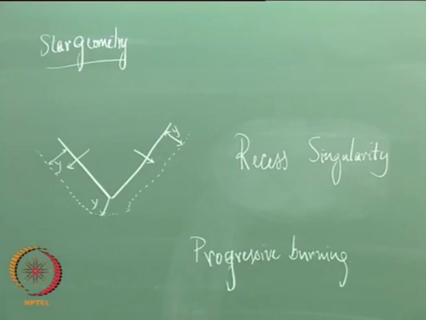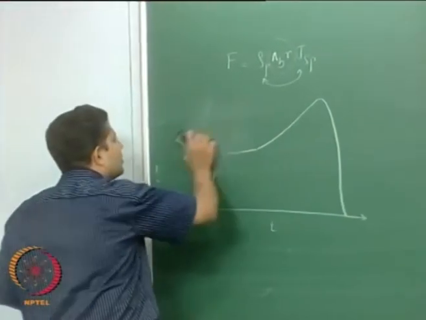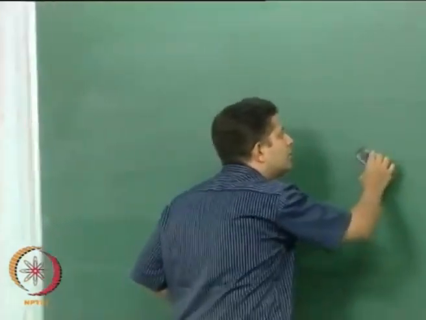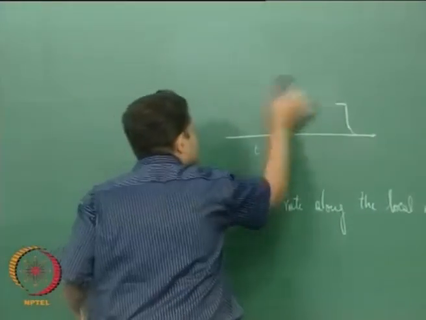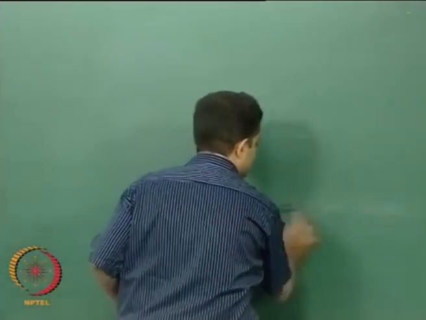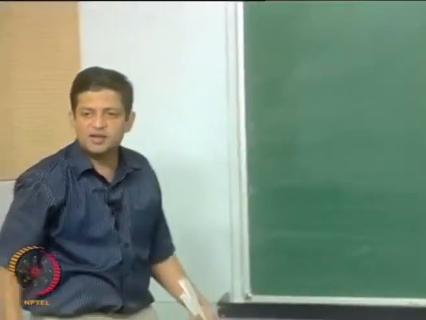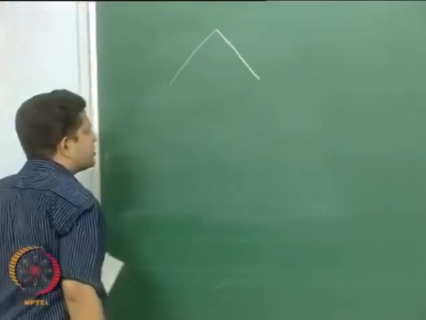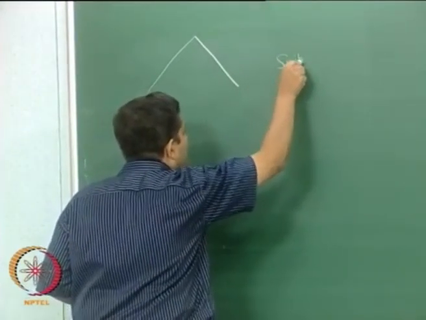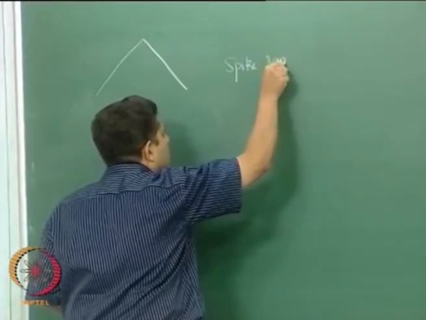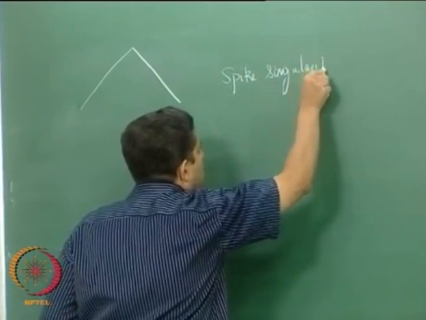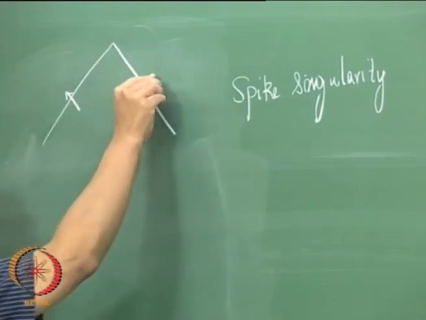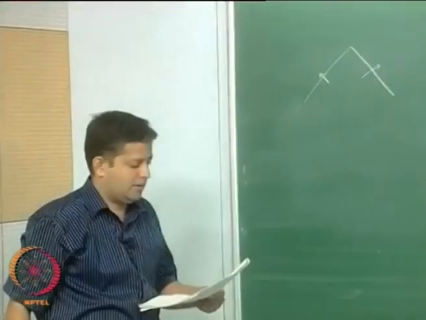Now let's look at how to get regressive burning. If you have something like a spike singularity, okay, let's say it's burning in this direction. After some time, what would happen? Sorry.